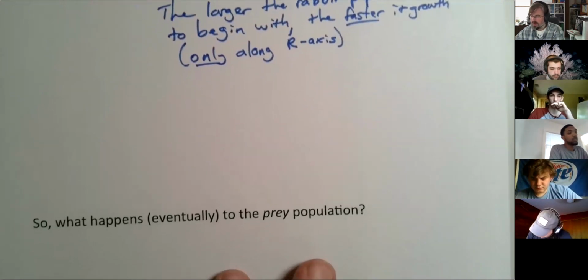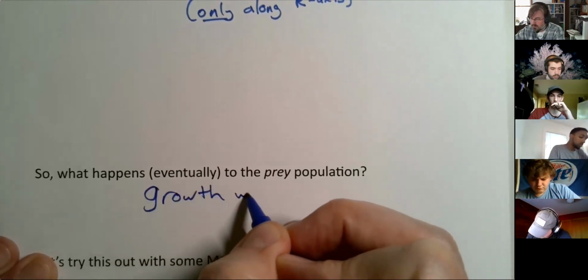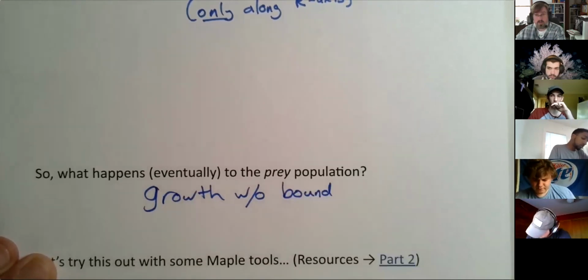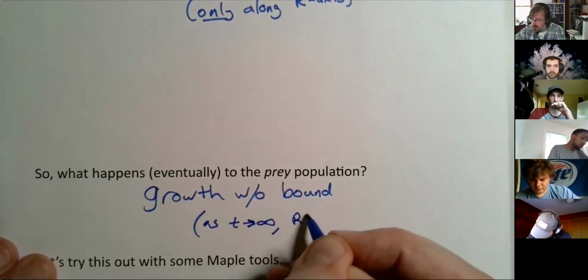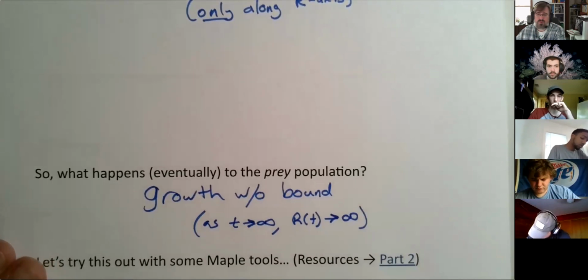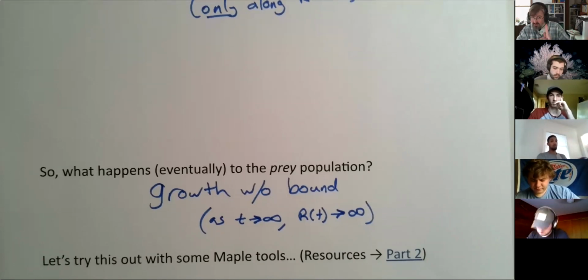So down at the bottom it says, what happens eventually to the prey population? Well, it's growth without bound. And without bound just means as t approaches infinity, the population approaches infinity. So a little bit more mathy: as t approaches infinity, r of t also would approach infinity, which of course is not realistic at all. But what we're going to do now is try using Maple to answer the question of, what about anywhere else? We've seen what happens along the two axes. We know there's an equilibrium point floating out there in the plane and one at the origin, but what about everywhere else? How do we visualize this? And so that's what we're going to try to do next.